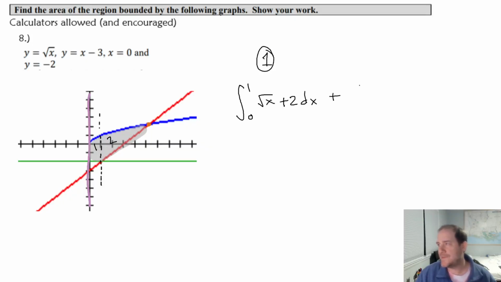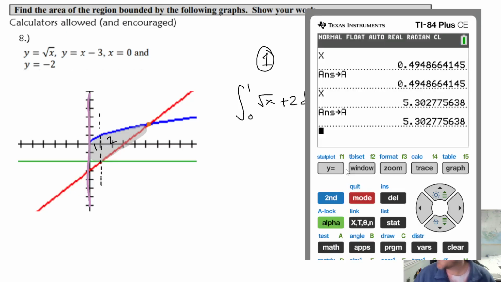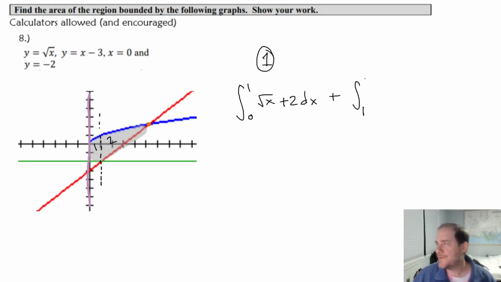Then I want to add to that the integral that goes from 1 to that point of intersection that we found and that I already forgot, 5.303. We're going to use that as our limit of integration. So we're going to go up to the point 5.303. And again, in region 2 we can see blue is greater than red. So we want that same radical function, but we want to subtract from that the red function, which is the line x minus 3. In parentheses with a dx on the end.